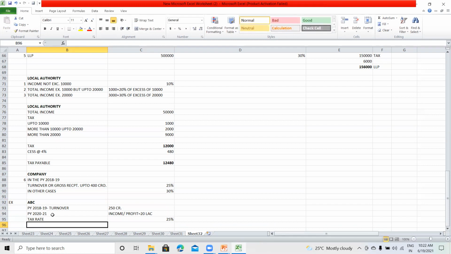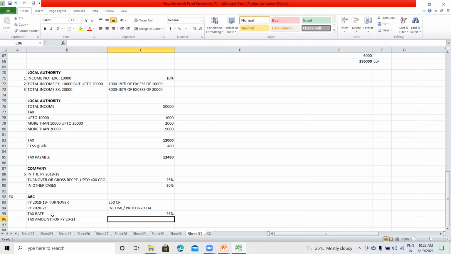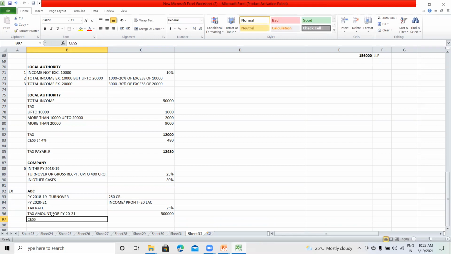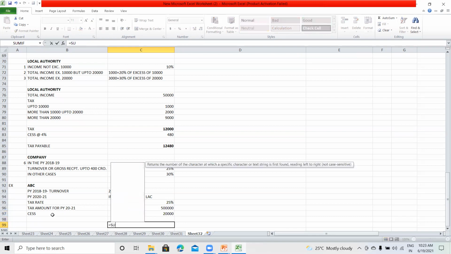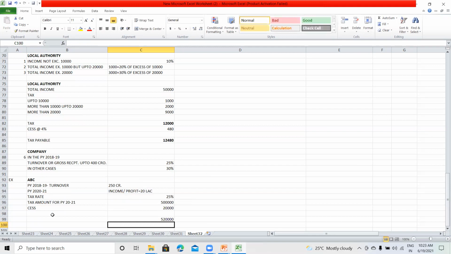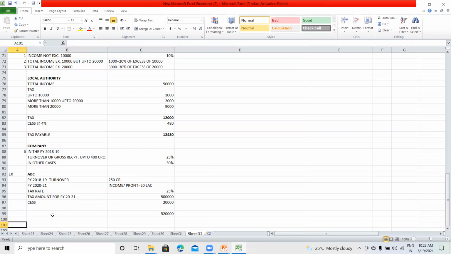The tax amount for previous year 2020-21 will be assessed in assessment year 2021-22: 20 lakh into 25%, which means 5 lakh is the amount of tax. Plus cess 4%, 5 lakh into 4% is 20,000. Total tax which is required to be paid is 5 lakh 20,000. Next example, there is a XYZ company.